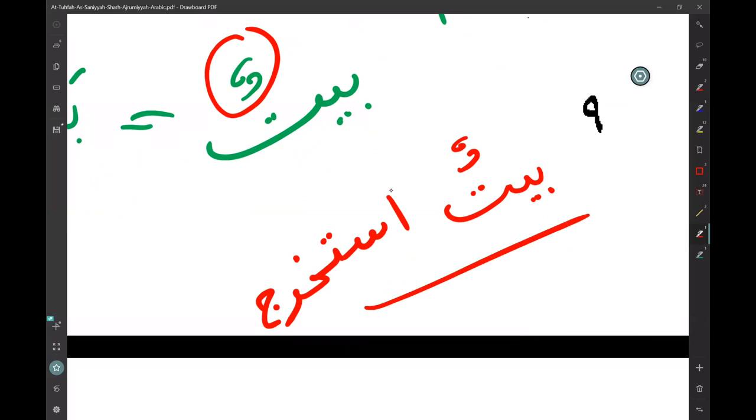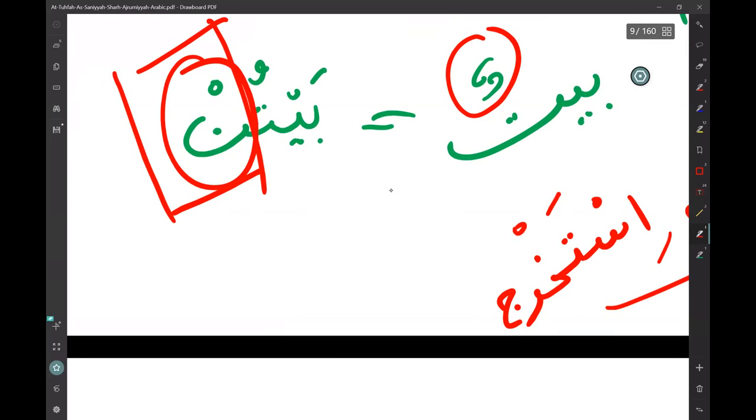Baitun, then you have hamzatul wasl. What are you going to do? Are you going to say baitus takhraj? Who knows how to read this one? How are you going to read this? This is your tajweed. If you don't know, you're making a lot of mistakes. Yes, baituni. Very nice. So where do you get the noon from? Because the tanween is the noon.